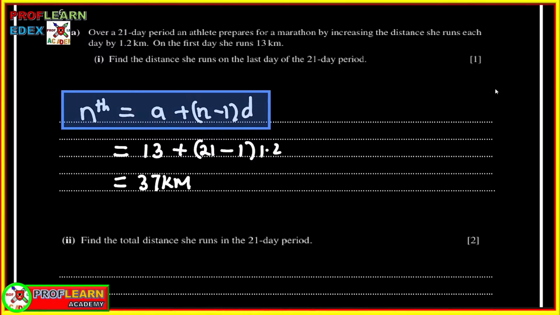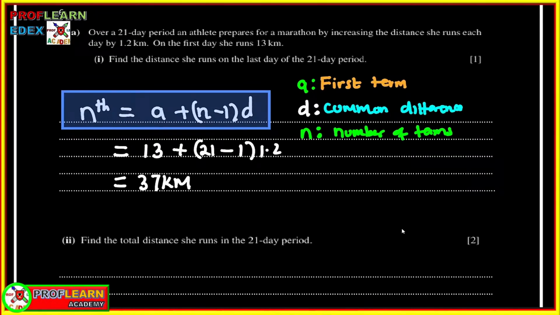So find the total distance she runs in the 21 days period. In order to get the sum of all the total distance covered, we are going to find the sum of all the distances. And we are going to use the formula for the nth term. So a represents the first term, I needed to identify that. d represents the common difference, and n represents the number of terms.